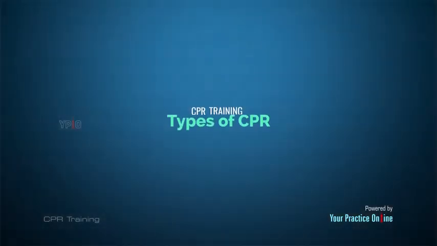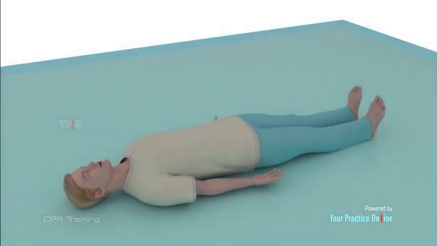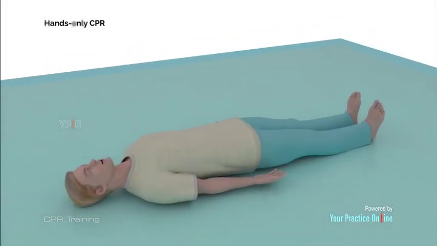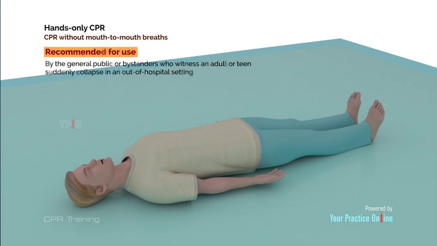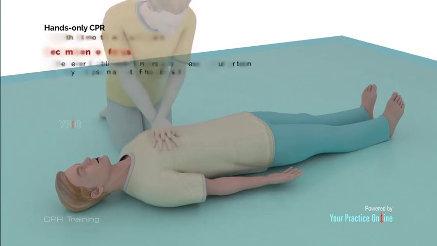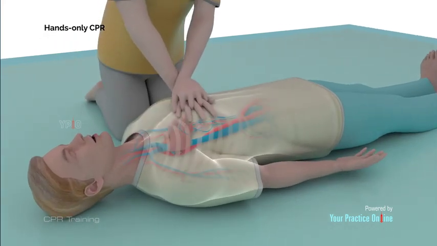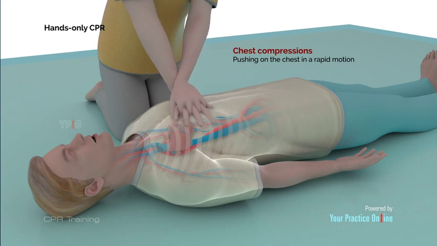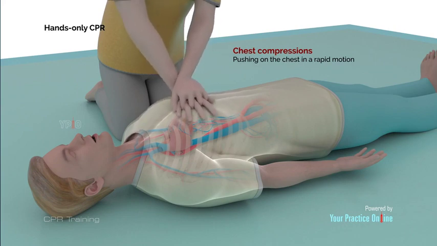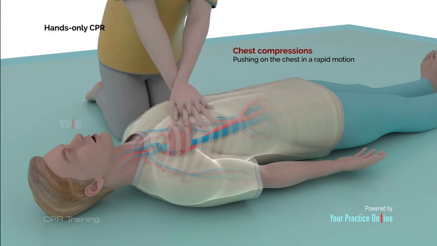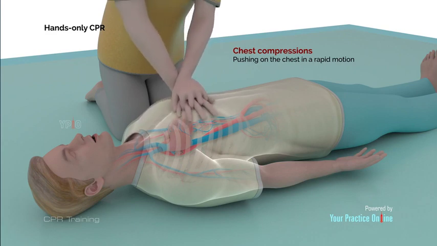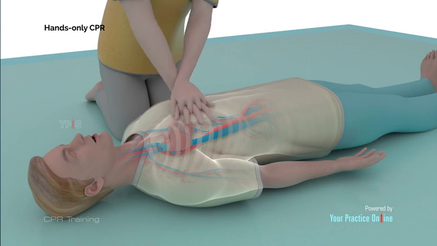Types of CPR. There are two commonly known versions of CPR. Hands-only CPR. Hands-only CPR is CPR without mouth-to-mouth breaths. It is recommended for use by the general public or bystanders who witness an adult or teen suddenly collapse in an out-of-hospital setting, such as at home, at work, or in a public space. It involves calling for help and then pushing down on the chest in a rapid and rhythmic motion. These movements are called chest compressions, pressing on the chest over the heart. Hands-only CPR can prevent a delay in getting blood moving throughout the body.